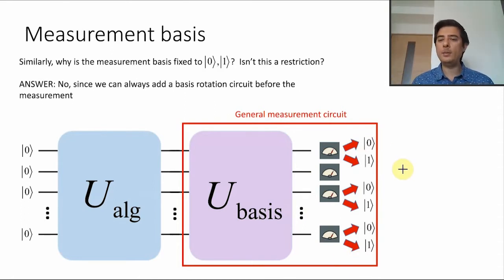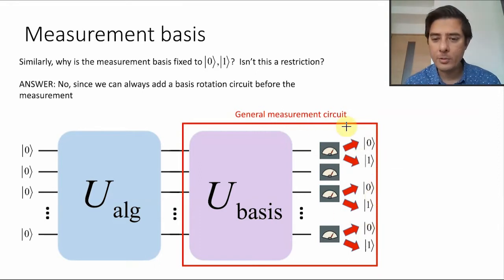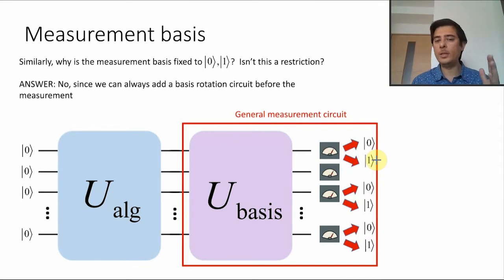Again, this seems like an unnecessary restriction because I told you earlier that measurements can be done in any basis, right? So what if I wanted to measure in the plus-minus basis, or even some other more complicated basis? So why am I restricting the measurements to be only in the 0-1 basis? Well, the reason is that it's very similar to the initialization point.